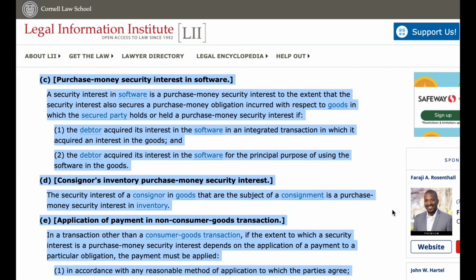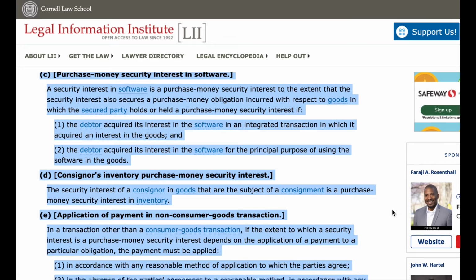C. Purchase money security interest in software. A security interest in software is a purchase money security interest to the extent that the security interest also secures a purchase money obligation incurred with respect to goods in which the secured party holds or held a purchase money security interest if: 1. The debtor acquired its interest in the software in an integrated transaction in which it acquired an interest in the goods, and 2. The debtor acquired its interest in the software for the principal purpose of using the software in the goods.